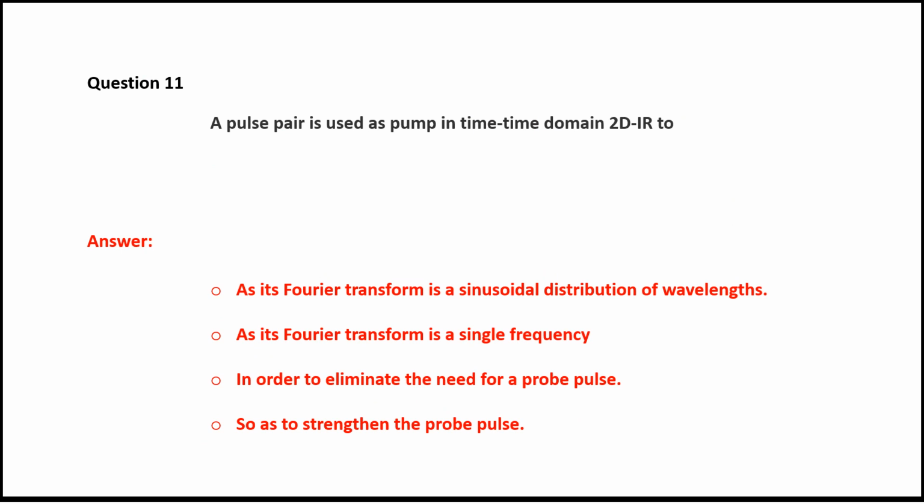The 11th question and the last question for this assignment is: a pulse pair is used as a pump in time-domain 2D IR. So what is the purpose of using a pulse pair there? The pulse pair is used in order to eliminate the background or so as to strengthen the probe pulse, as its Fourier transform is a sinusoidal distribution of wavelength. So this is the right answer to this question.